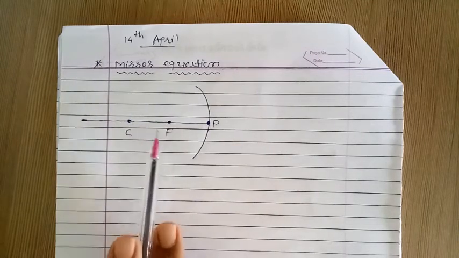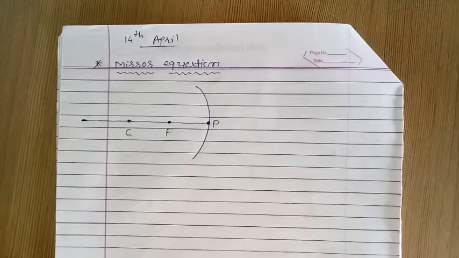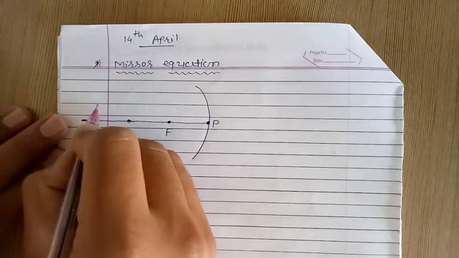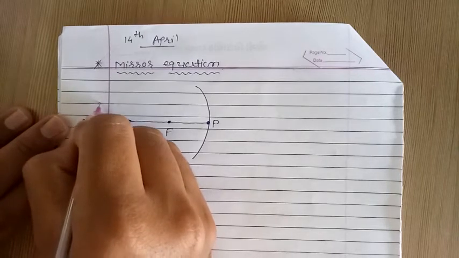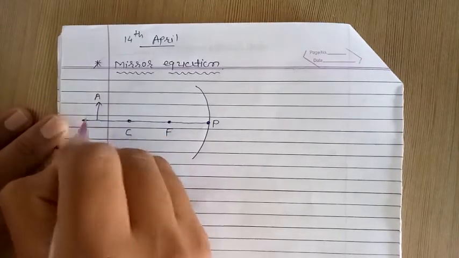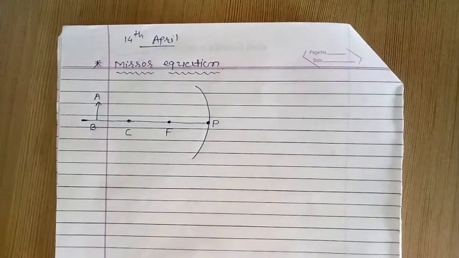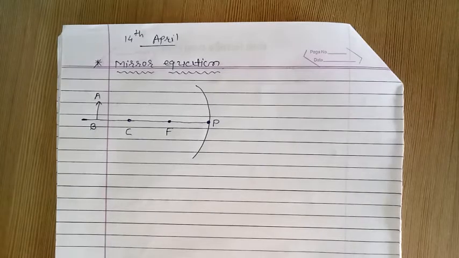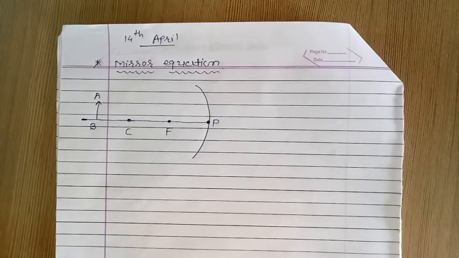focus, and here the center of curvature. Suppose we place an object AB away from the center of curvature. Yesterday we discussed how we get an image of an object. We discussed that when two or more rays intersect after the reflection, then we get an image of an object. So here we assume two rays.